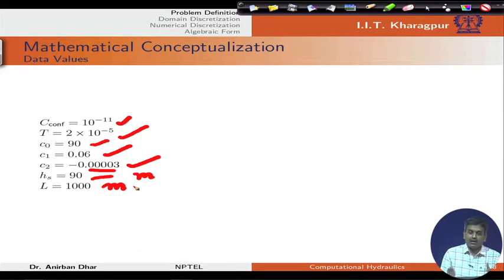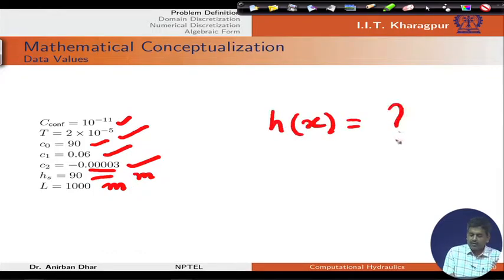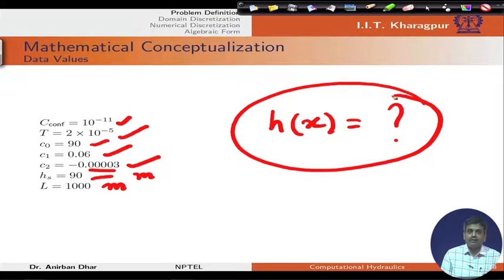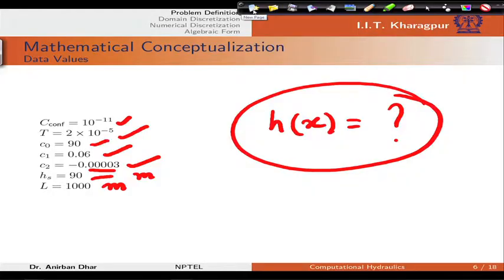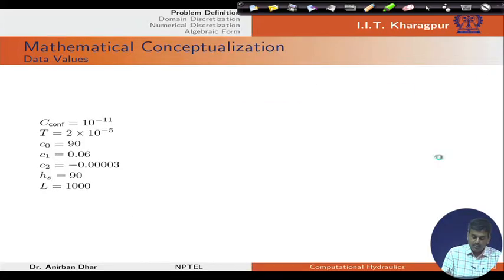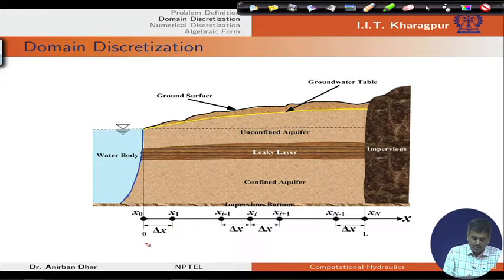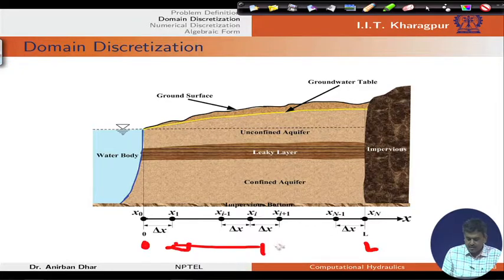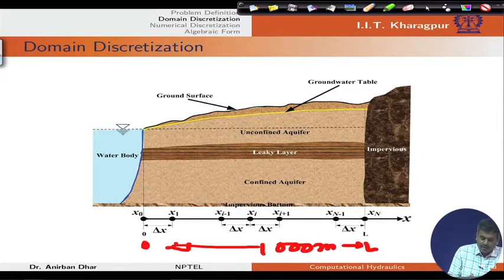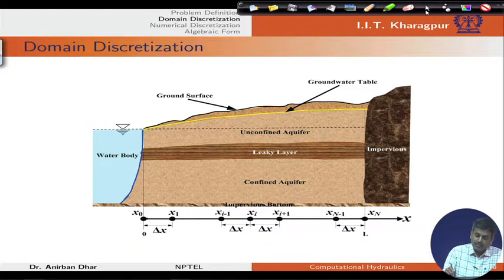Now, all the parameter values are known, and the ultimate objective is to get this solution. We have discretization available from our previous lecture classes. So, let us see. This is our domain discretization from basic finite difference. We have nodes from 0 to L, this is our 1000 meters distance, and the water level in this case is 100 meters, and this is 90 meters. Now, we can solve this problem with our discretization.